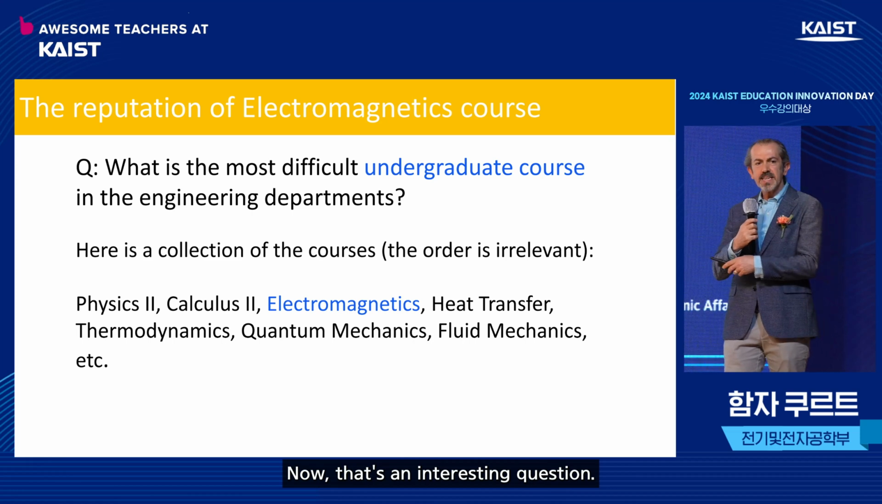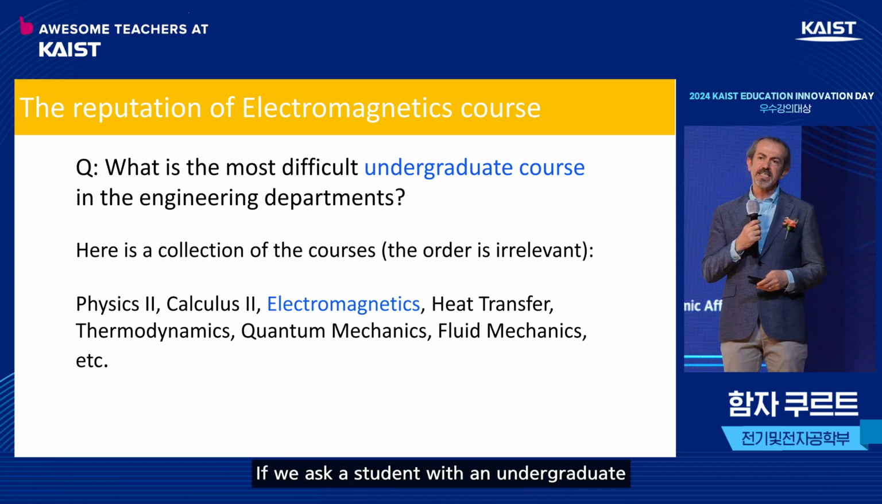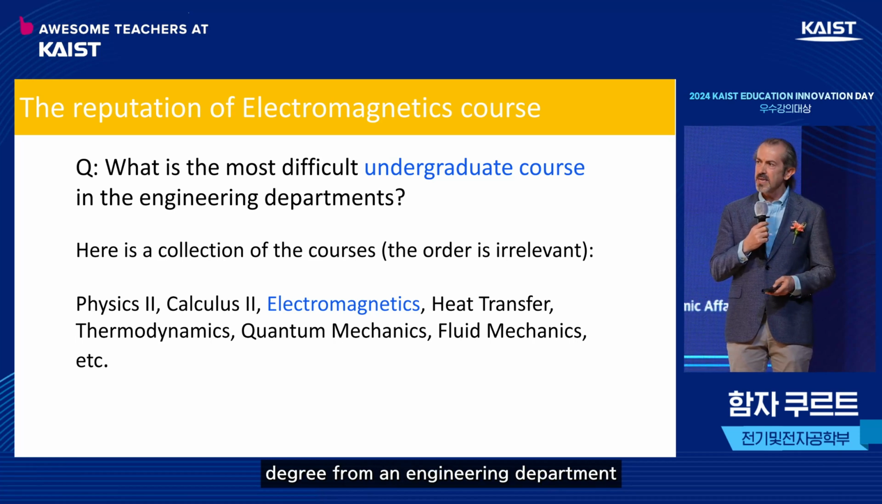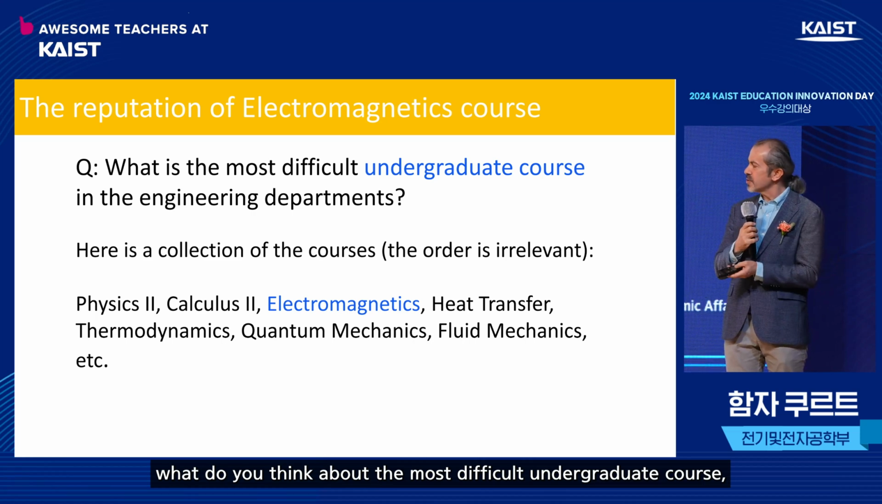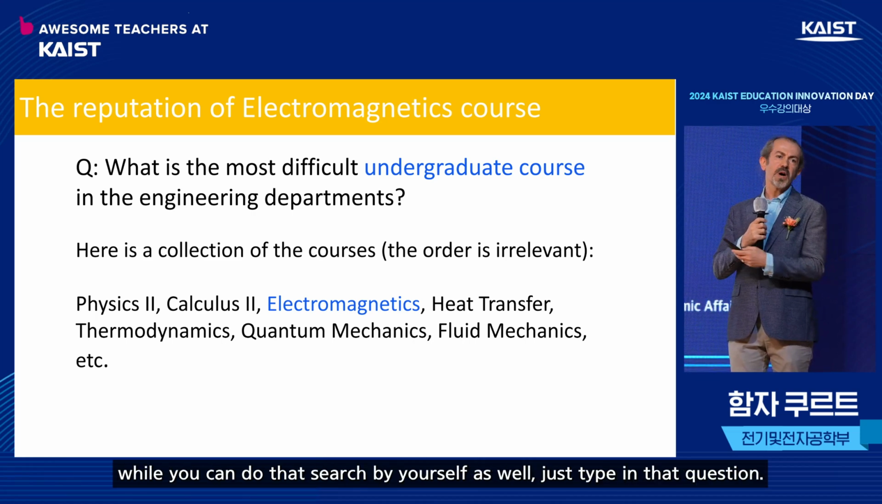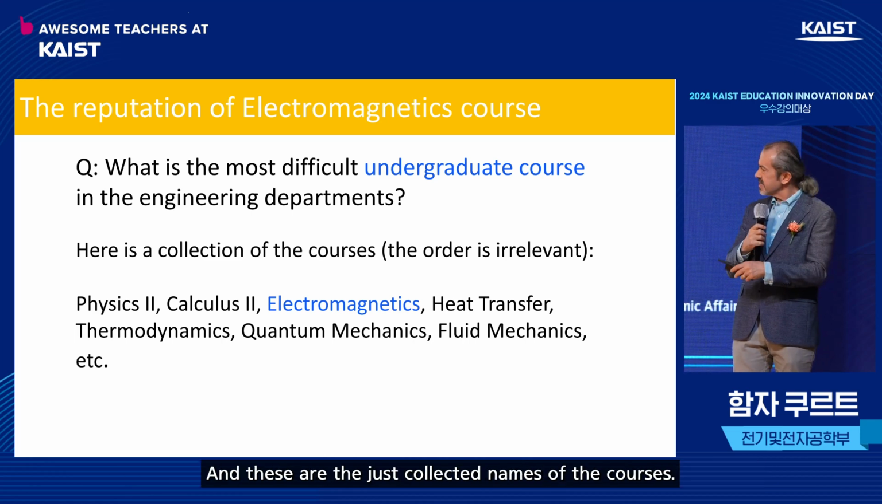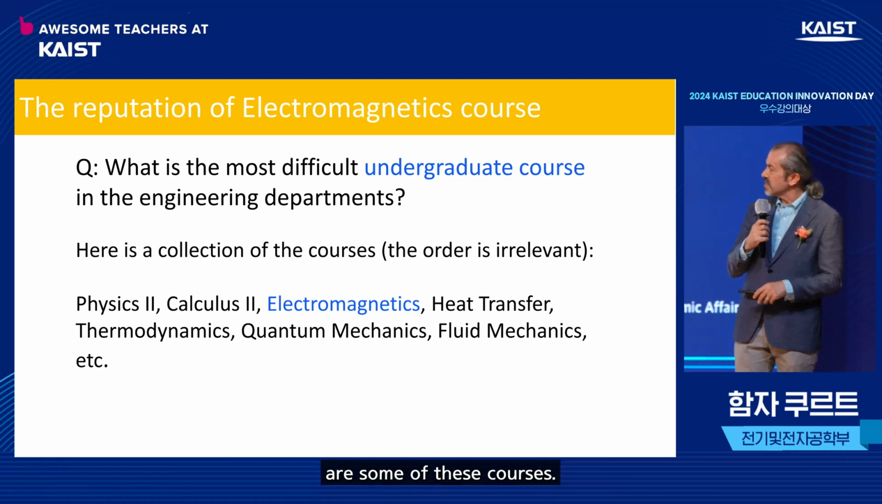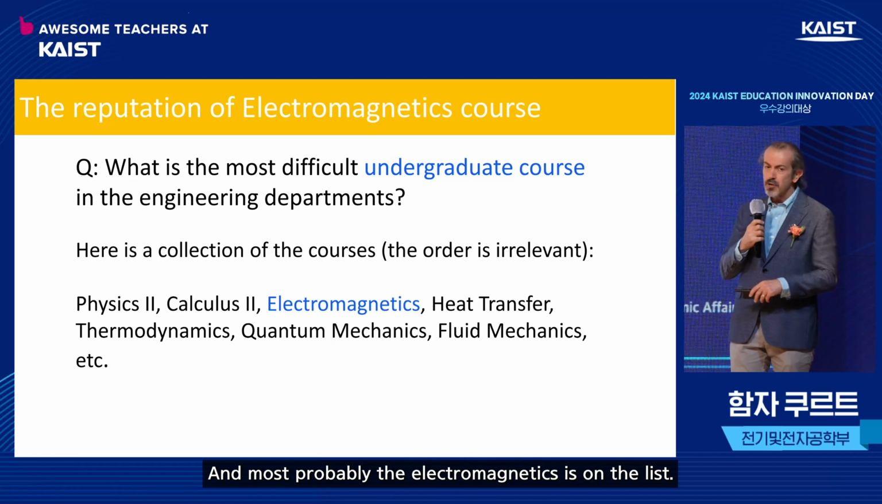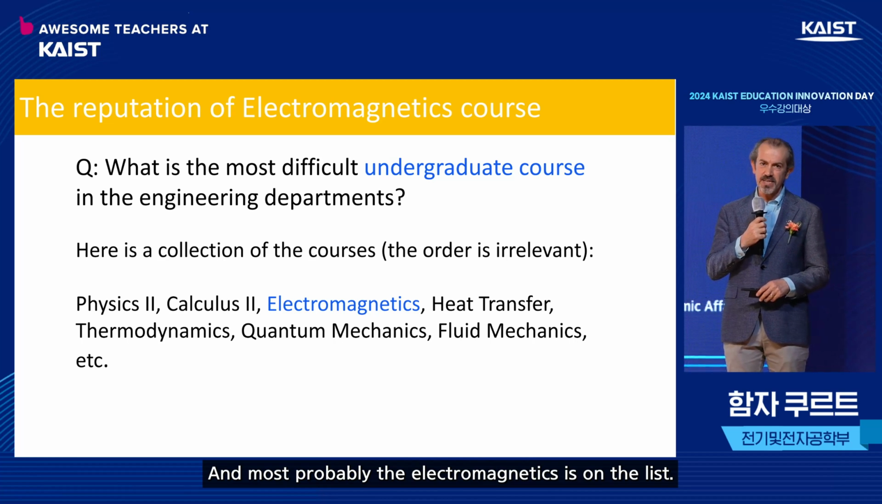Now, that's an interesting question. If we ask a student with an undergrad degree from an engineering department, what do you think about the most difficult undergraduate course? Well, you can do that search by yourself as well, just type in that question. And these are the just collected names of the courses. Physics 2, Calculus 2, Heat Transfer, Thermodynamics are some of these courses. And most probably electromagnetics is on the list.